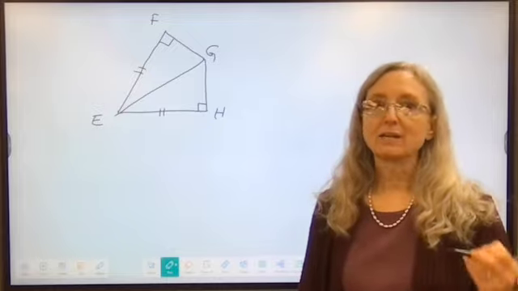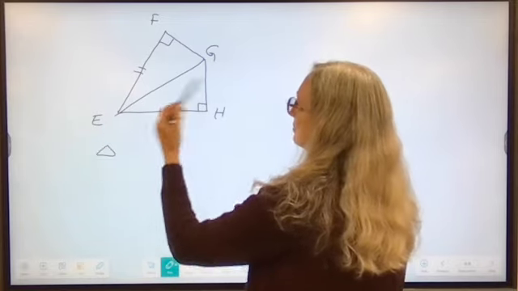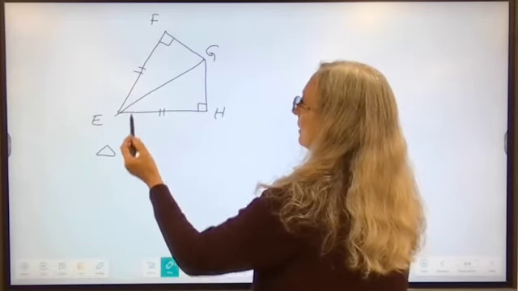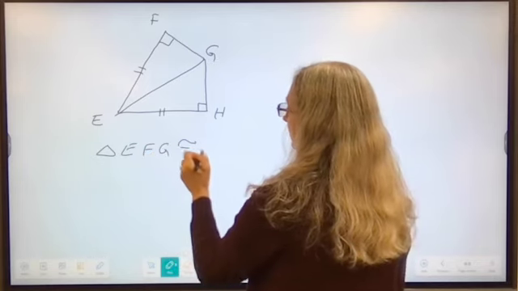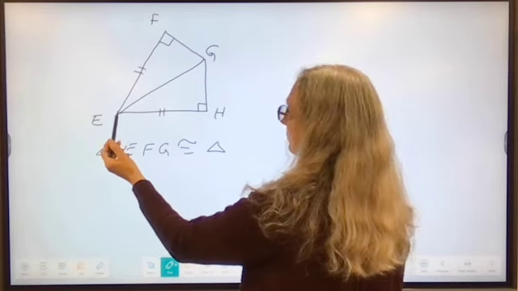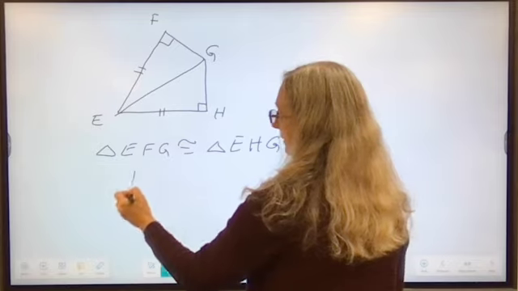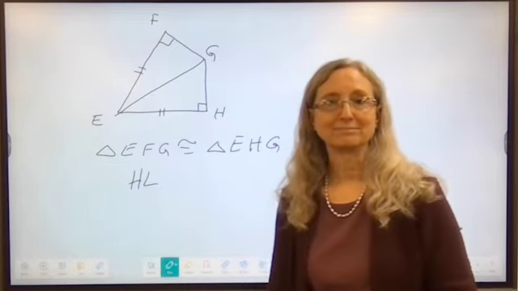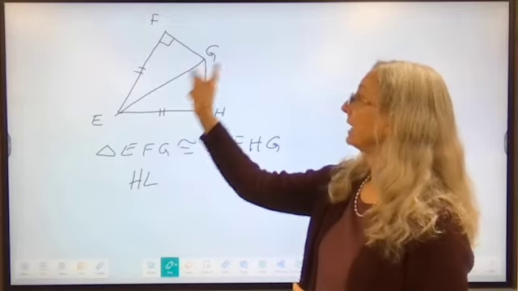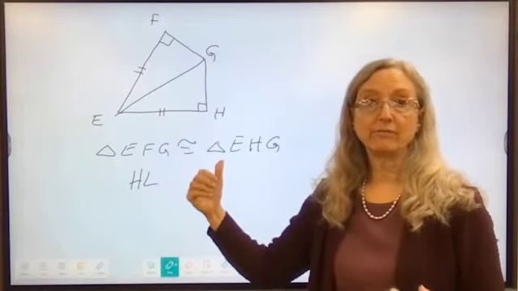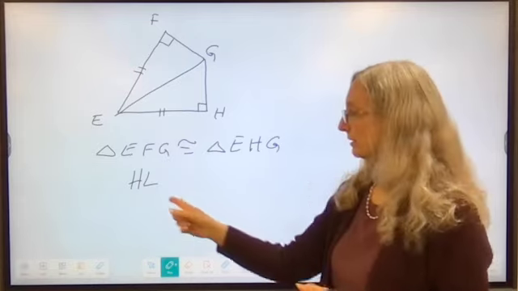So I can make my congruence statement. Make sure you do that. I could say in corresponding order, however I want to do it. How about triangle EFG is congruent to triangle EHG by HL. So if I wanted to prove this, I would list what's given. I would add EG is congruent to itself by the reflexive property, and it's the hypotenuse, which is enough, and then I'd use HL.